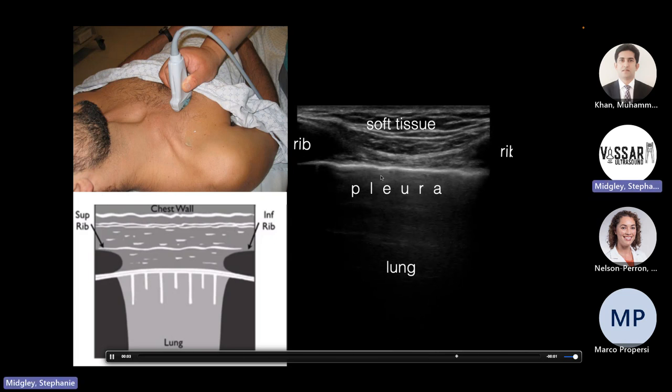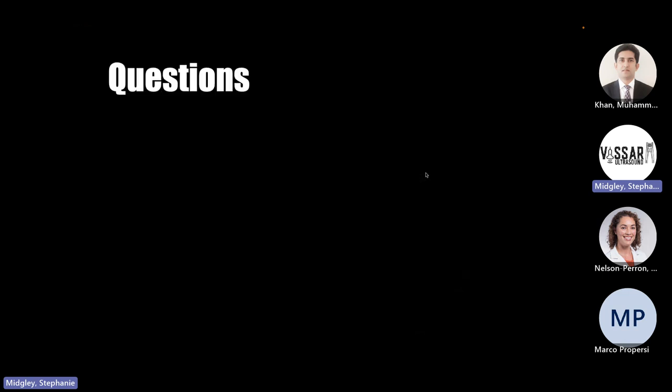Essentially what's happening is the visceral and parietal pleurae are sliding back and forth every time you breathe. It's creating this artifact of lung sliding where you're seeing these little comet tails, and we call it ants marching. So this is nice and normal.